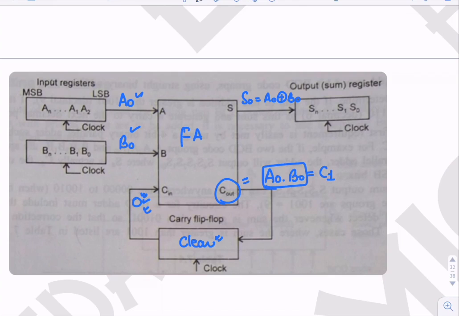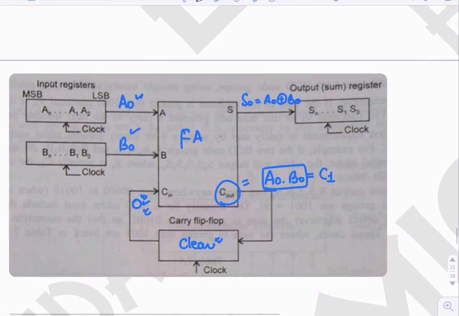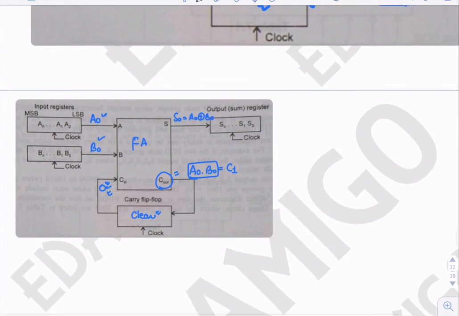Okay. Now if I draw the clock, so at the tick of the clock, A0 and B0 will be present here. The full adder does the computation. S0 is present here, and C1 is present here.